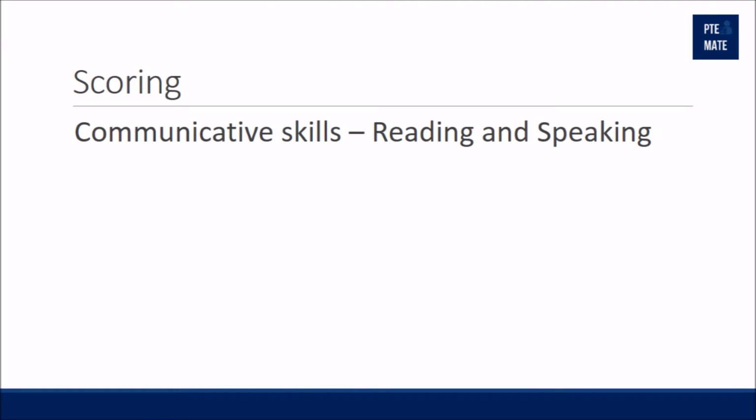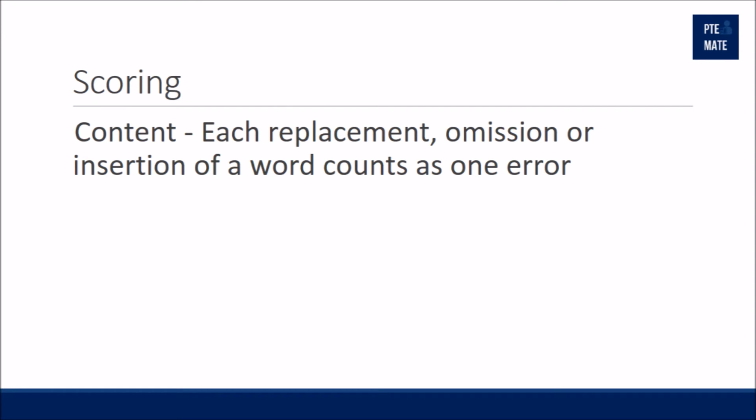So how exactly are you scored in this type? There are two factors that they're testing you on. One of them is speaking, obviously, but at the same time, they're testing your reading as well. The next thing is the content. Obviously, it's very important, and you need to make sure that you don't replace any words, you don't omit any words, or insert new words that you like. All right, let's see what I mean by that.